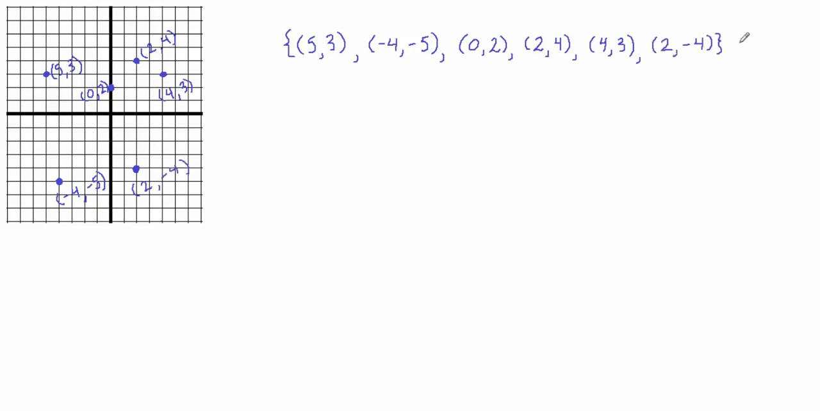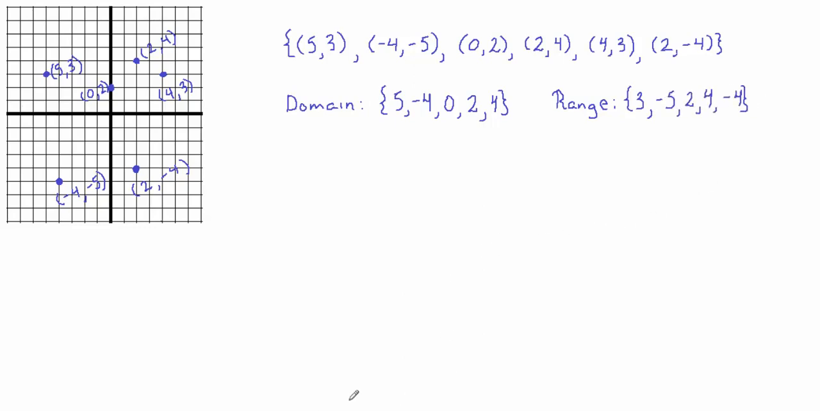So it associates 5 with 3, -4 with -5, 0 with 2, 2 with 4 and -4, and 4 with 3. The domain of this graph consists of all the first coordinates or x coordinates. So 5, -4, 0, 2, and 4. And the range of the relation defined by this graph consists of all the second coordinates or y coordinates. So 3, -5, 2, 4, and -4.